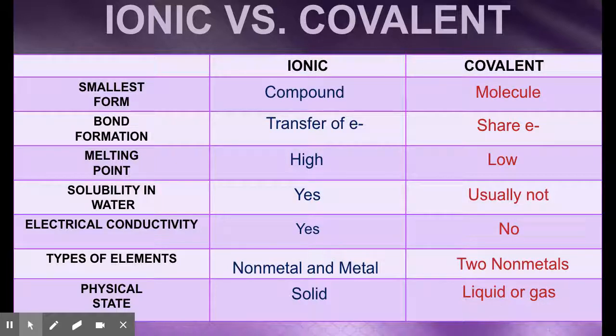For ionic bonds, the most common example is going to be salt. If you have lithium chloride or sodium chloride, any of those combinations, those are going to give you crystalline structures, so they're going to be hard solids.